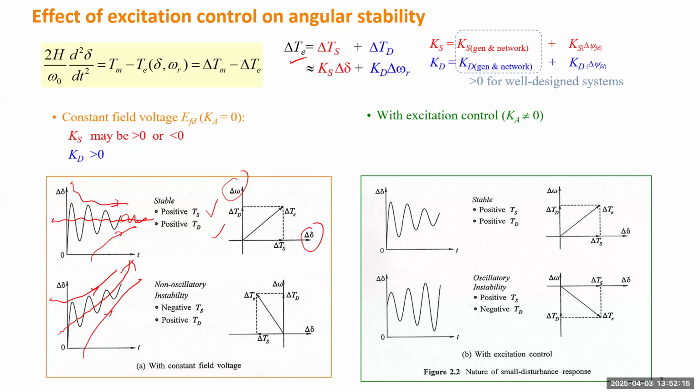For stable, it still behaves the same. So this one is basically the same as the first case. It goes to the new equilibrium and also has positive damping, which means you get closer to the equilibrium point. But if your system becomes unstable, you have positive synchronizing torque but negative damping torque. Positive synchronizing torque means the center point will basically stay on the equilibrium, but the waveform will have bigger and bigger amplitude.